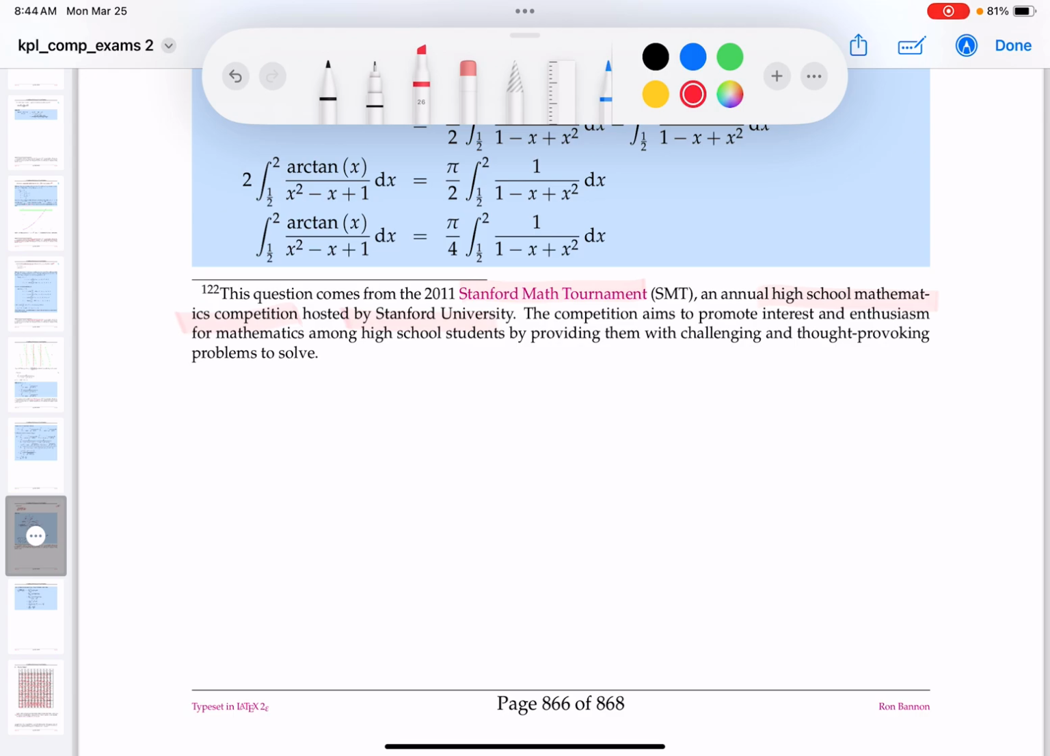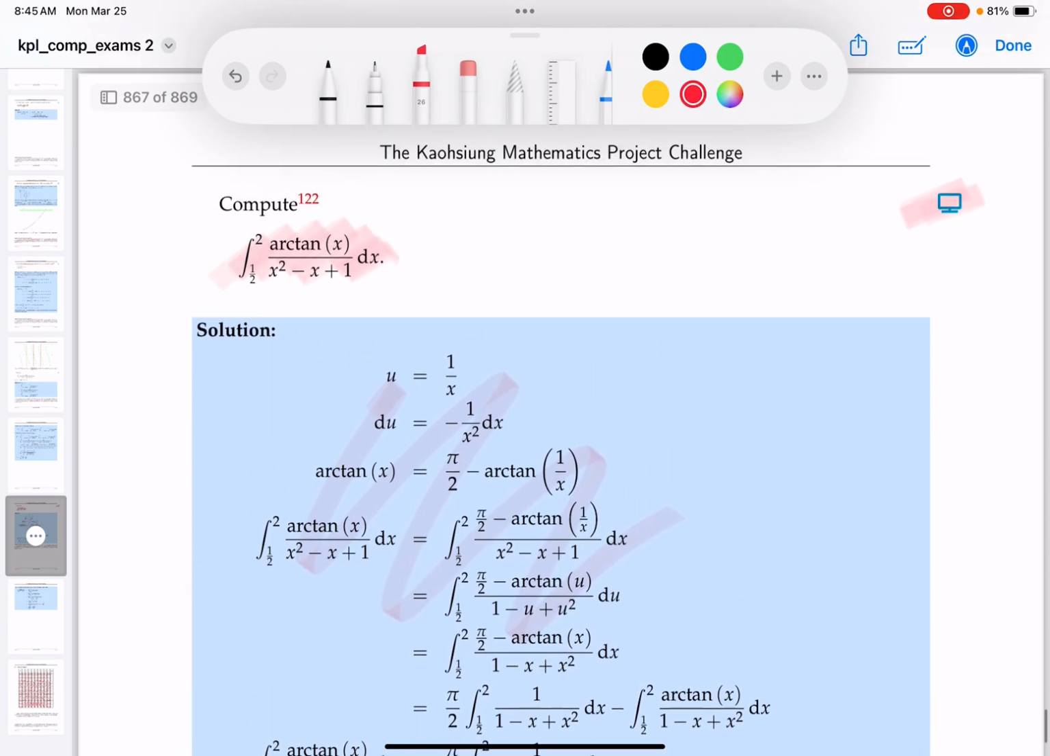It's an annual high school mathematics competition hosted by Stanford University. The competition aims to promote interest and enthusiasm for mathematics among high school students by providing them with challenging and thought-provoking problems to solve. And this is one of the problems. All right, let's go to the whiteboard and see if we can figure this thing out.